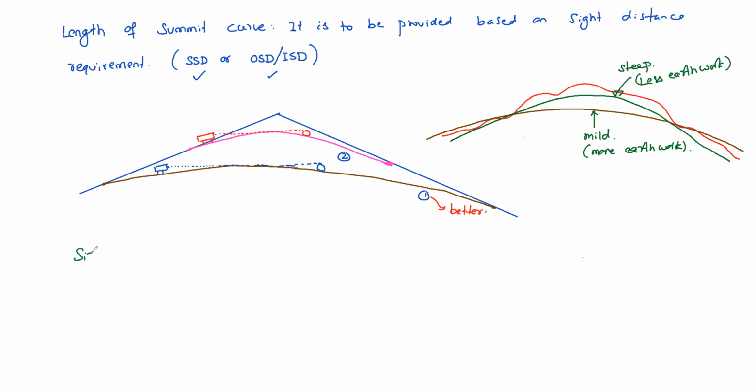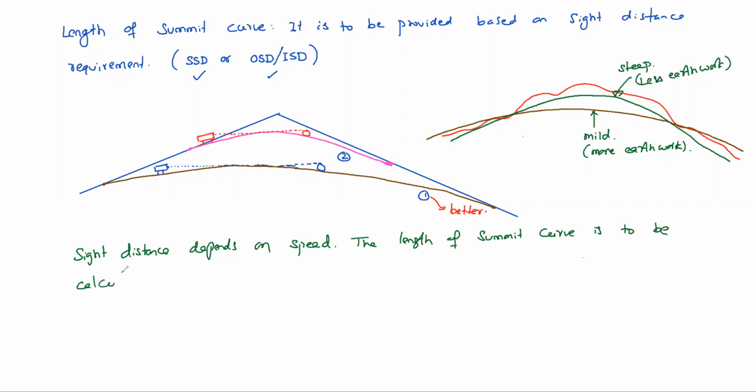So here, basically, sight distance depends on the speed of the vehicle. So the length of summit curve is to be calculated based on sight distance. We'll see how to calculate that. Length of summit curve.